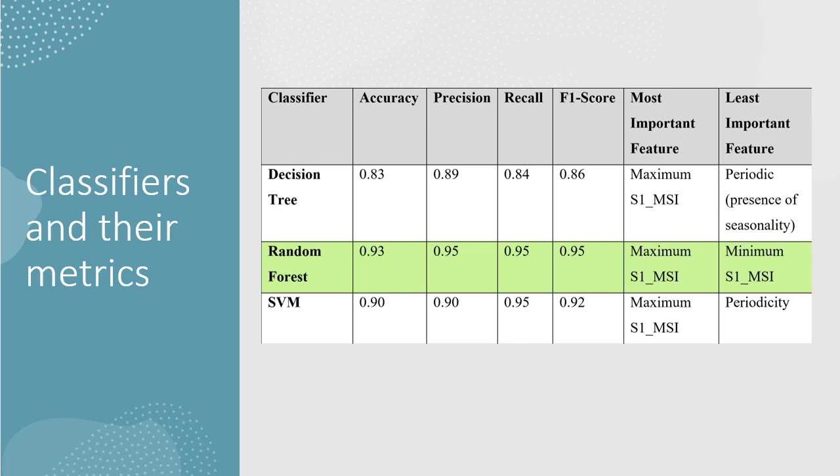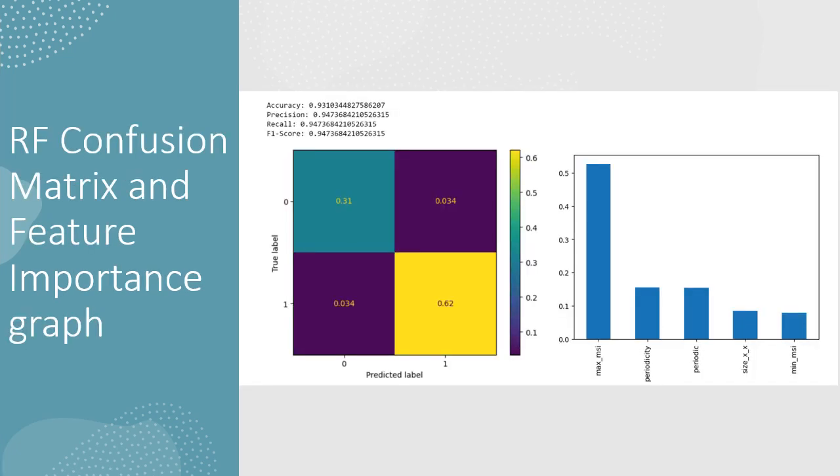Random forest is the best performing classification algorithm for this task with a high accuracy value of 93%. The most important feature for all 3 classifiers is the maximum S1 MSI value, which can be explained by the purpose of S1 MSI. Since S1 MSI is proportional to the chlorophyll content detected in a field, the higher the maximum S1 MSI value, the more likely it is a field with plants and less likely buildings. From the feature importance graph of random forest, it can be observed that the maximum S1 MSI value is the most important feature, followed by the periodicity and presence of seasonality with negligible difference between them.